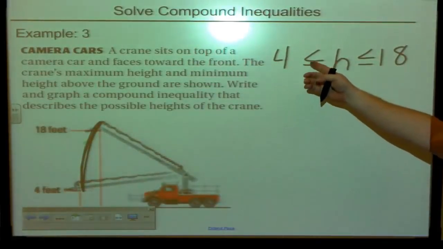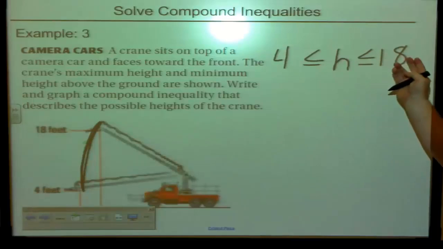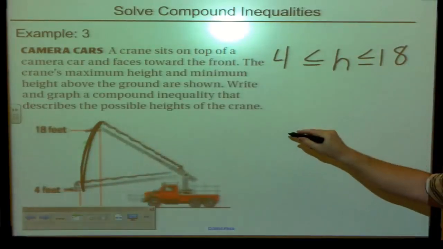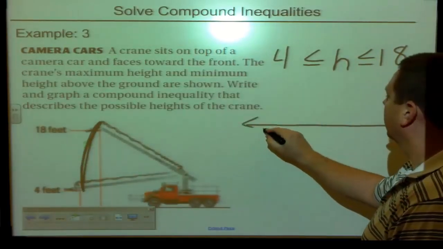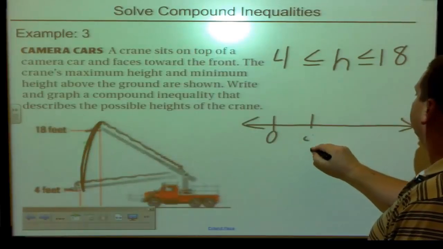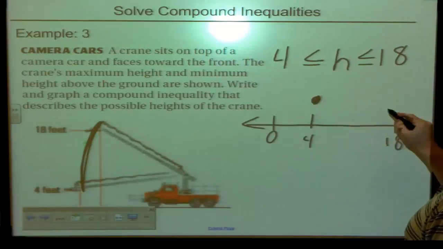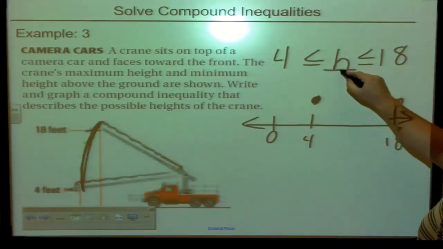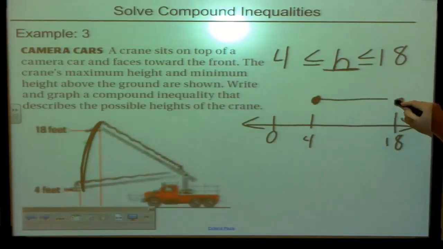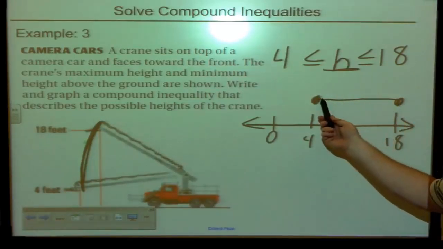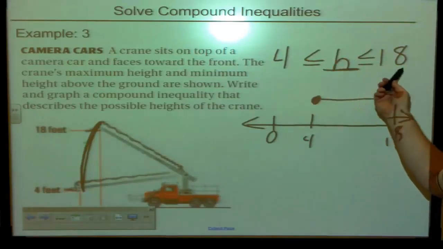And I do have to put an equal to because it does say it can go to 4 and it does say it can go to 18. Go and graph them. This is 0, we'll call that 4, we'll call this one up here 18. I have a closed dot at both points, and since I'm looking for h's that's between them, that's a compound inequality with an and. I want just the parts in between them, which is this graph right.